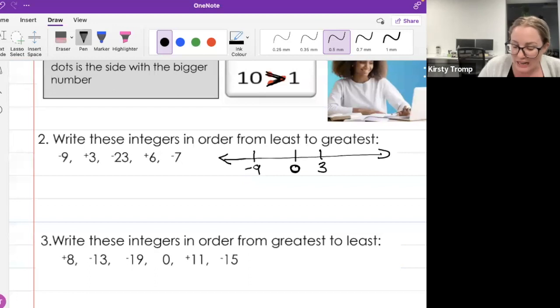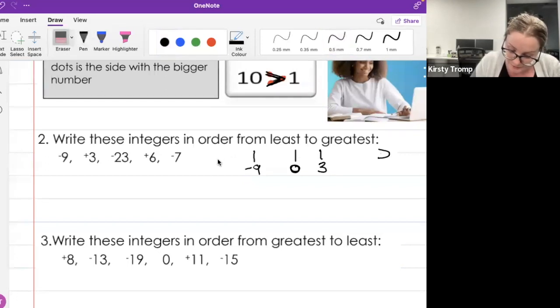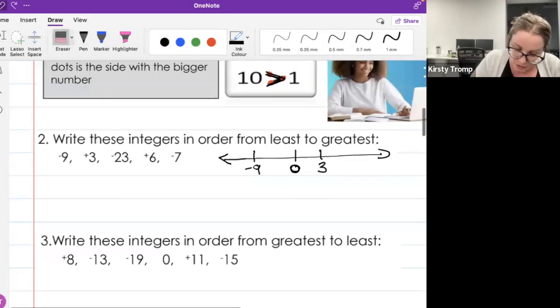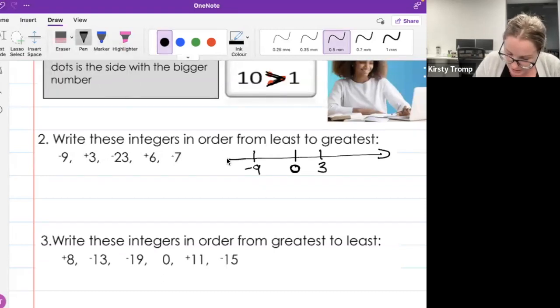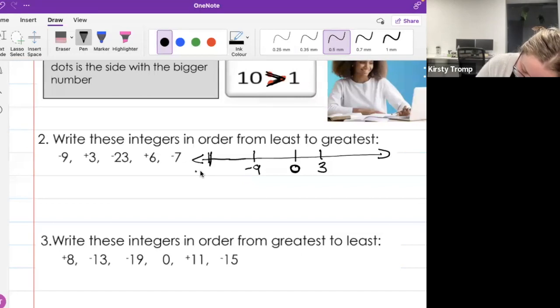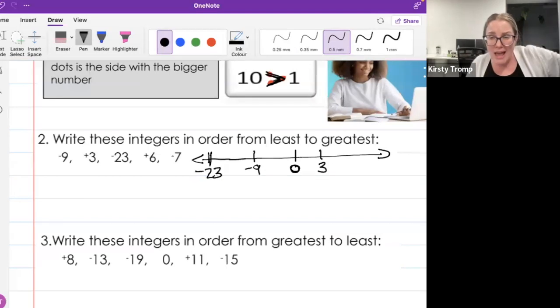Then I've got -23. Because I've done so much practice with my number line now, and I understand my number line so well, I know that -23 is going to come to the left of -9. So when I put my -23 in, I'm going to make sure that I've left myself enough space, and I'm just going to make my number line a little bit longer. I know that my -23 is probably going to come somewhere about there, because -23 is way over to the left of -9.